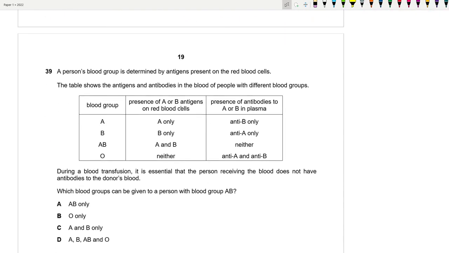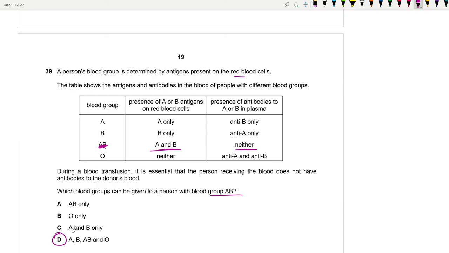Good question. 39. A person's blood group is determined by the presence of antigens on the RBC. The table shows the antigens and antibodies. During a blood transfusion, it is essential that the person receiving the blood does not have antibodies to the donor's blood. Which blood groups can be given to a person with blood group AB? So you guys got to understand, for a person with blood group AB, you have both A and B antigens, so you have neither antibody. That's why the people with AB blood groups are superior. They can take blood from any donor because they don't have any antibodies. The recipient does not have any antibodies.